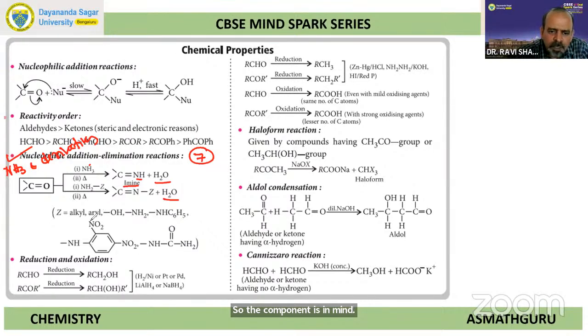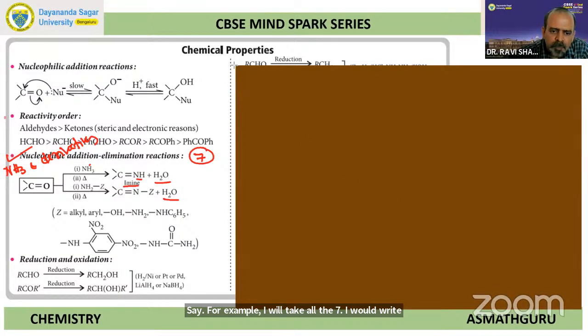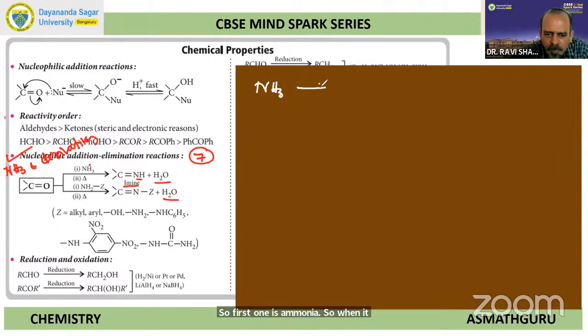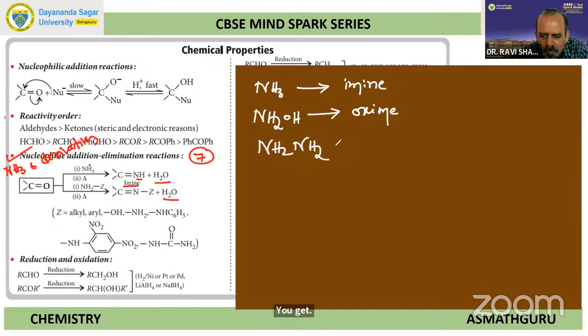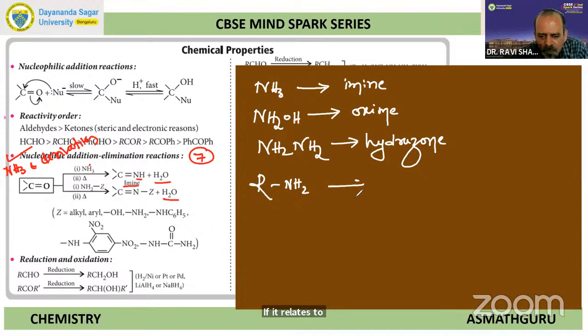Say, for example, I will take all the 7 and write them on the right side. So the first one is ammonia. When it reacts with ammonia, you get imine. Like that, when it reacts with NH2OH, you get oximes. When it reacts with hydrazine, you get hydrazone. If it reacts with amines, you get a Schiff base.